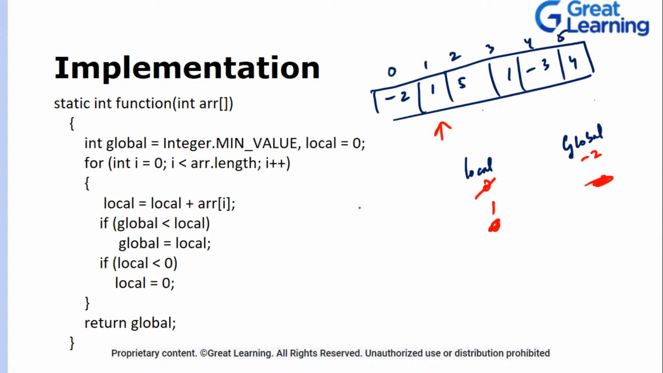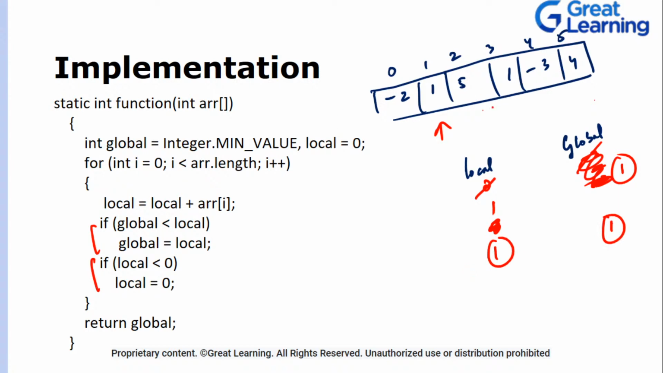Done. Now you will be checking, is your global less than local? Is your global less than your local? Yes, global is less than your local. So now again you will be updating your global to 1, and then is local less than 0? No, it is not. So local is 1 after the second iteration, and global is also 1, which is absolutely perfect, and this is what we want to do, right?